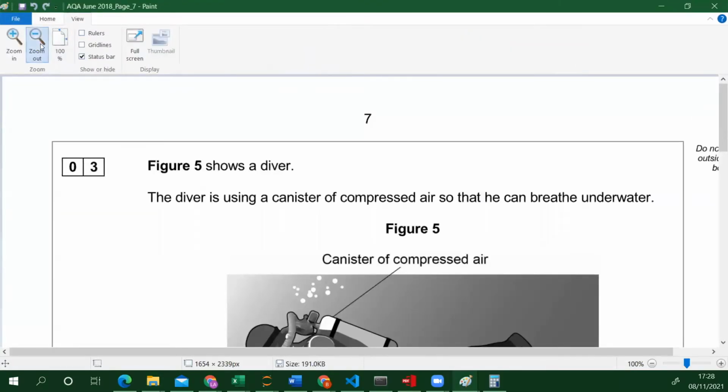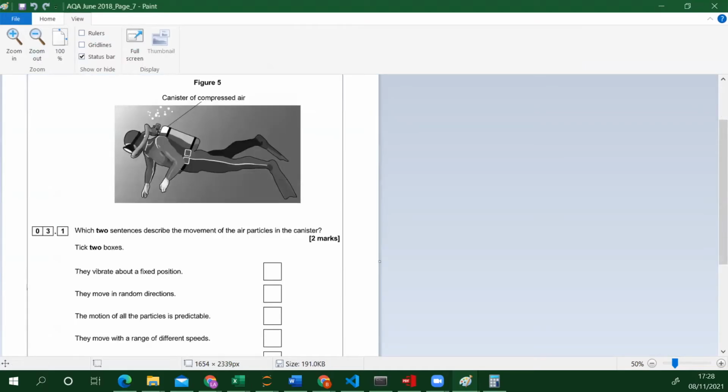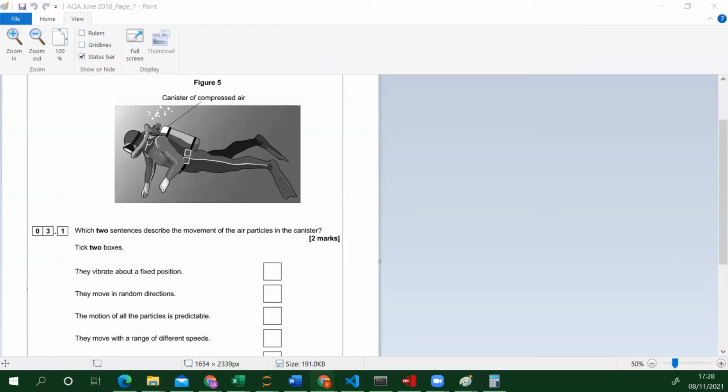Right, let me zoom out again. Question 3, a different question. Figure 5 shows a diver. The diver is using a canister of compressed air so he can breathe underwater. Which 2 sentences describe the movement of air particles in the canister? So 2 sentences. Let's have a look.